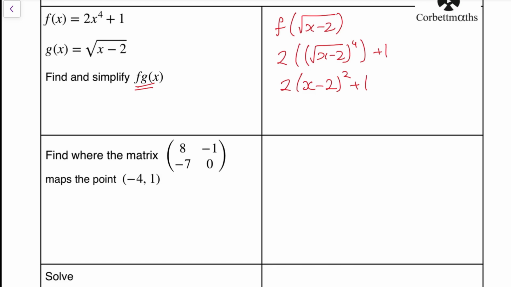You could go a stage further. So I could expand the brackets. So that's going to be x squared minus 4x plus 4, plus 1. And then I could expand and collect the numbers, which is 2x squared minus 8x. Do this carefully, because it's very easy to make an error. Minus 8x. 2 times 4 is 8, plus 1 is 9. So I think actually, to be honest, either that's okay or that's okay as well. They both strike me as reasonably simplified answers.